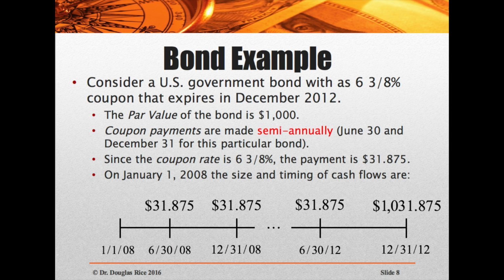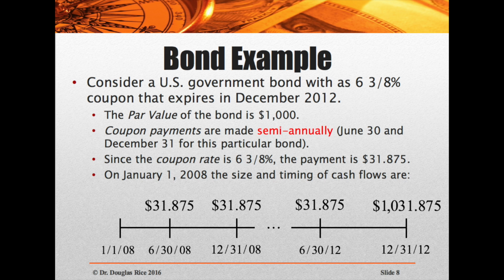Okay, let's look at bond pricing, and we'll do a couple equations here, and I think you'll find it pretty simple. So let's look at this example. We've got a government bond that pays 6 3/8% coupon and expires December 2012. Obviously, it's an old problem, but that won't be a problem here.